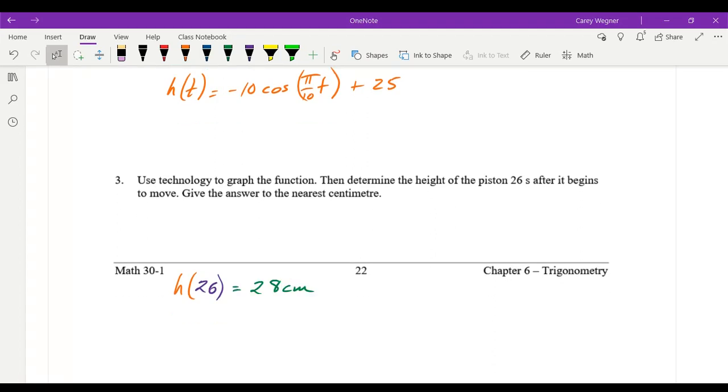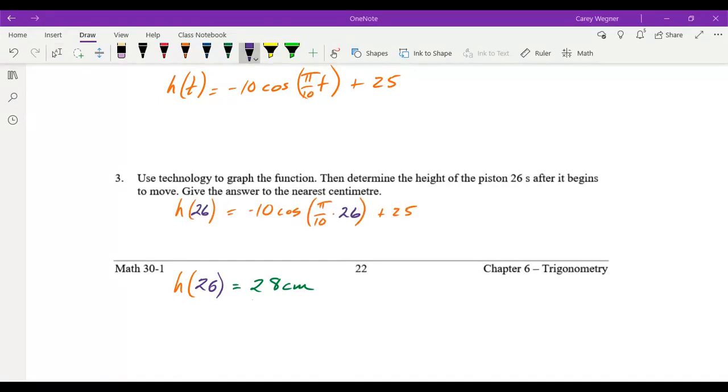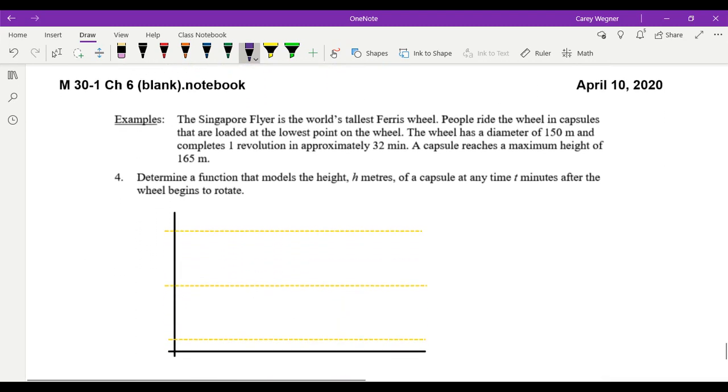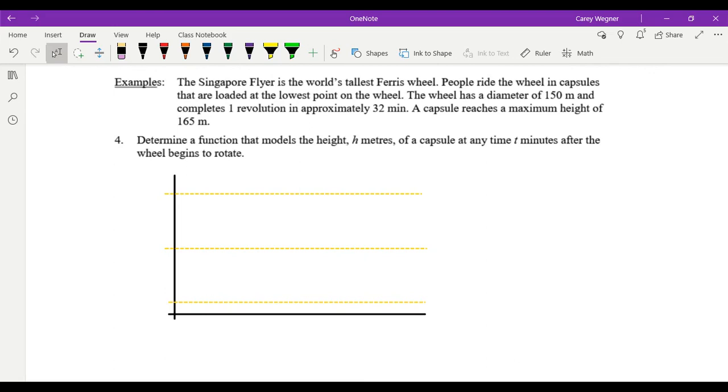Now, if we didn't want to use the graph, what we could do instead is just substitute 26 into either of the equations and evaluate to figure out what the y coordinate would be. And again, we'd get the answer of 28 centimeters to the nearest centimeter. Let's look at one more question here. And why don't you take a few minutes to see what you come up with. Again, as I suggested in the previous question, even if we're not asked to sketch a graph, sketching a graph is helpful. So that's what I'll do, even though we're not asked for it. If you want to skip sketching the graph, you're welcome to. But pause the video here and see what you come up with for an equation.